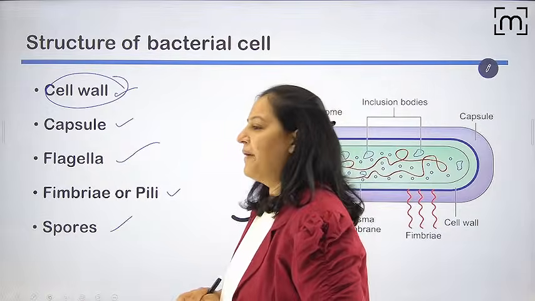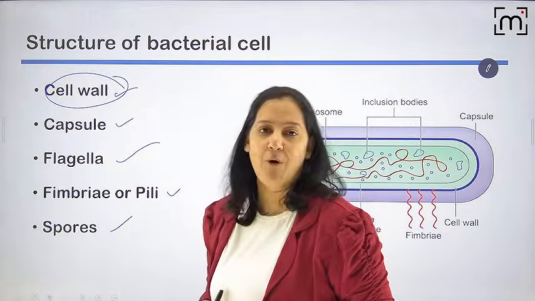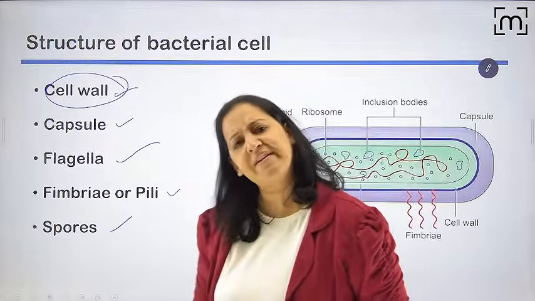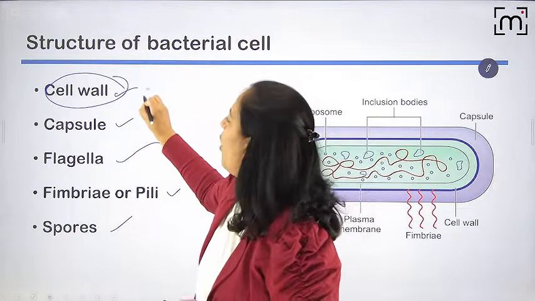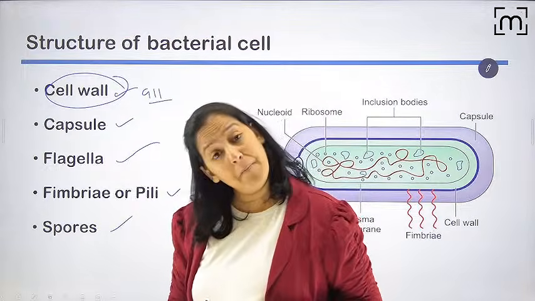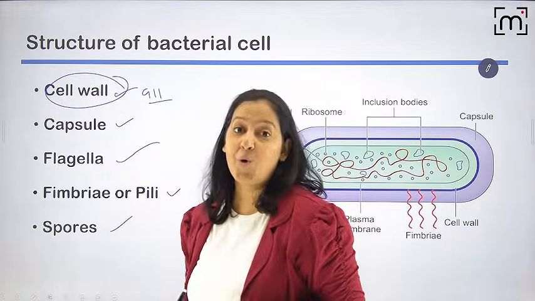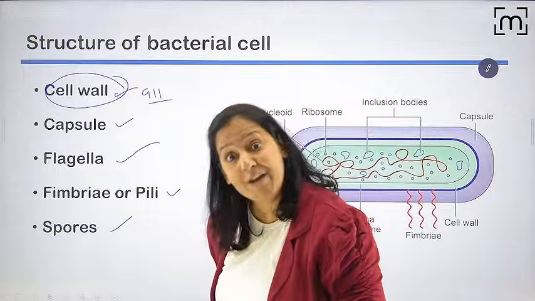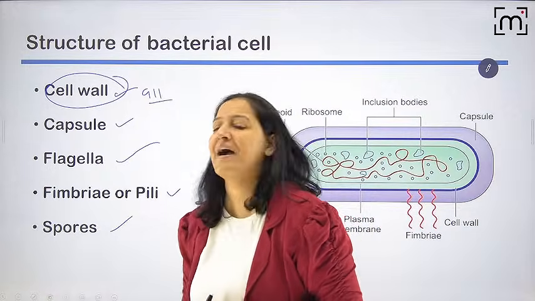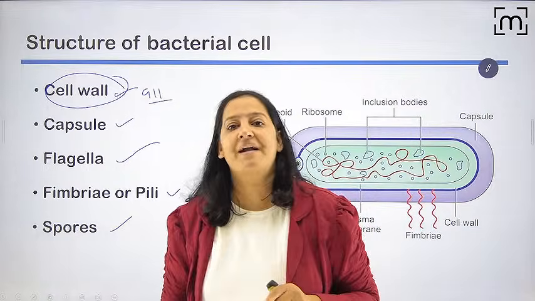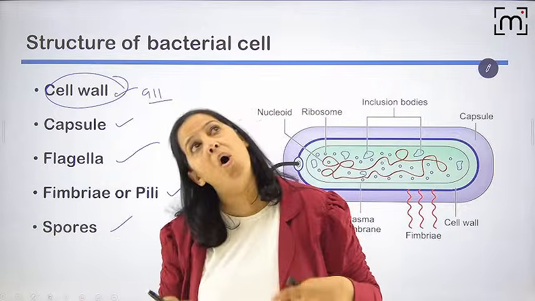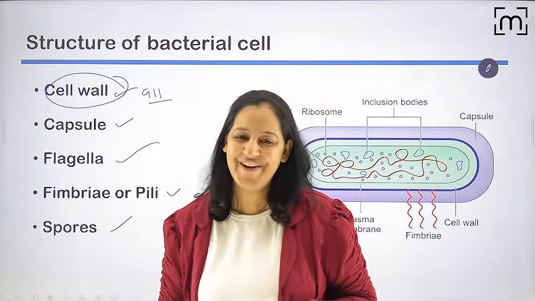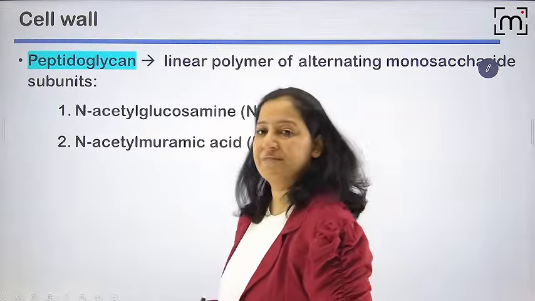So coming to the next topic, the cell wall. You know all bacteria have a cell wall. How many of you know that? All. God has given a cell wall to all bacteria except one. God forgot to give a cell wall to one bacteria. What's the name of that bacteria? That's Mycoplasma. Yes, you are correct. Mycoplasma is the bacteria in which the cell wall is absent. Rest all the bacteria have the cell wall. Right or wrong? Yes.